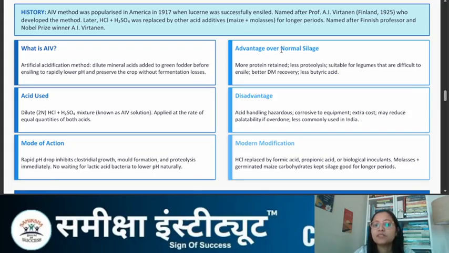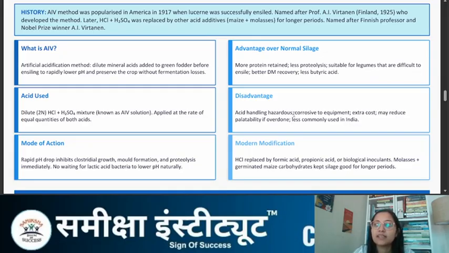So this is important because more protein is retained and there is less proteolysis, and it is suitable for legume fodder, which contains good quality crude protein. Otherwise it would have been lost through proteolysis. Because these are difficult to ensile during the normal process, the AIV method is utilized for them.